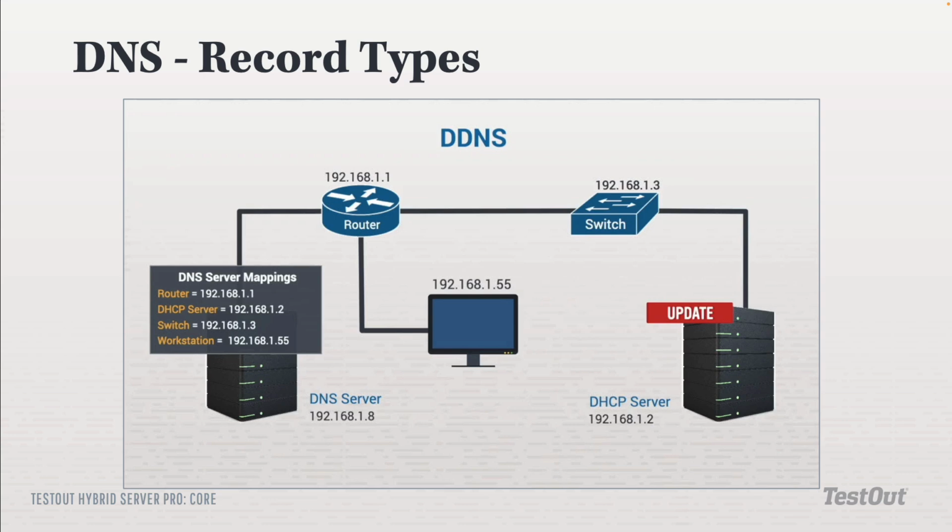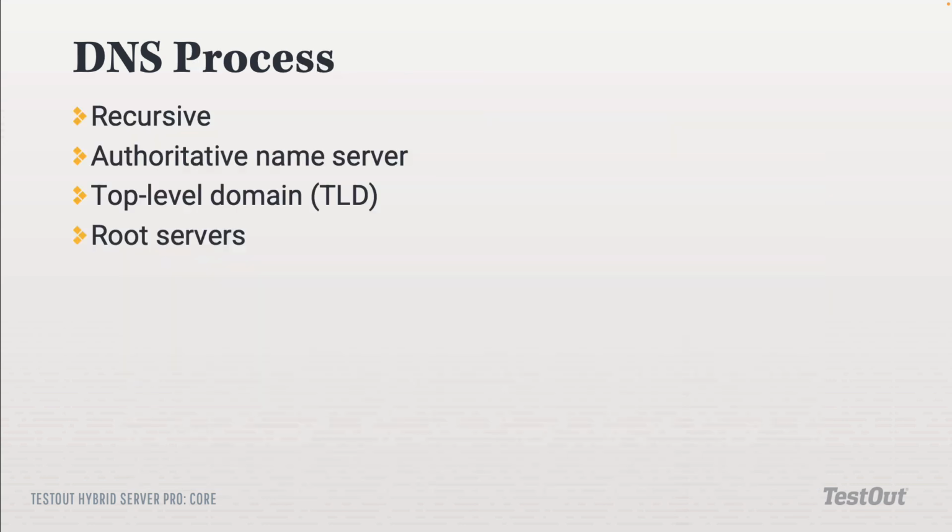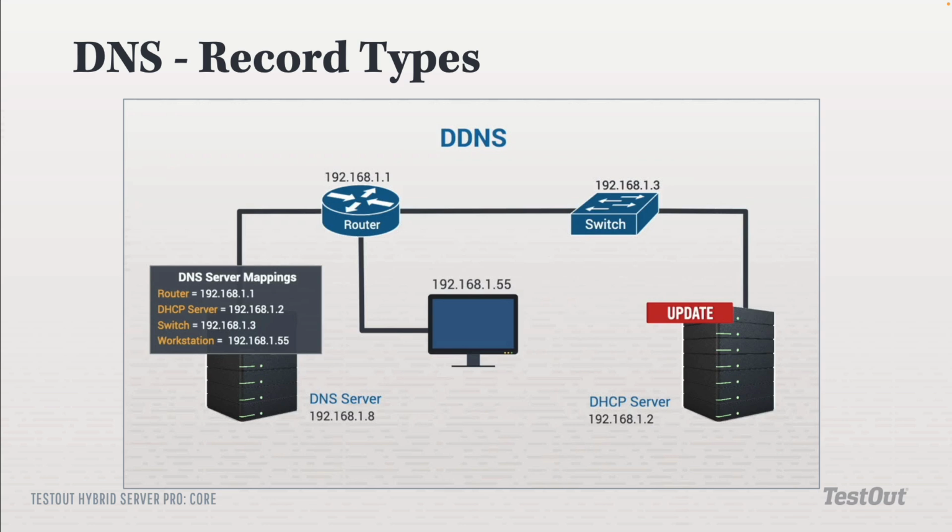So you can see here just examples: workstation, switch, DHCP server, router. It could be an app server, it could be Hyper-V, whatever that might be. And you would save that within our actual zones.